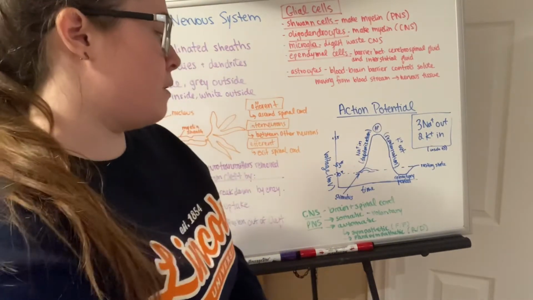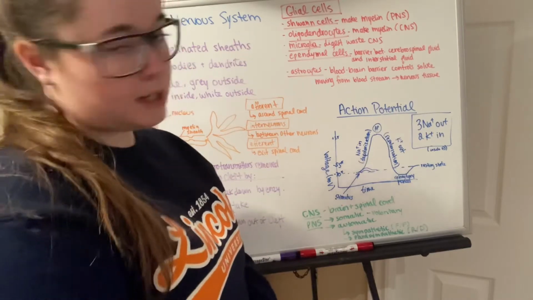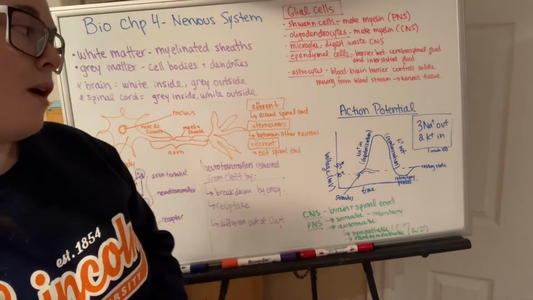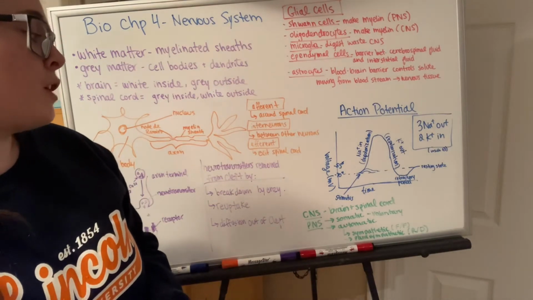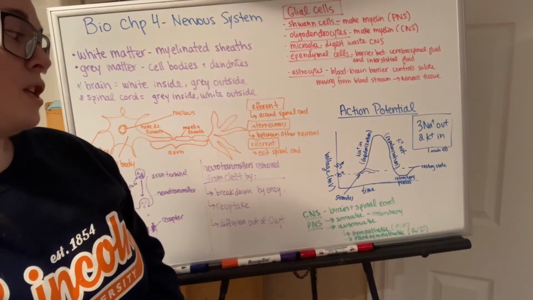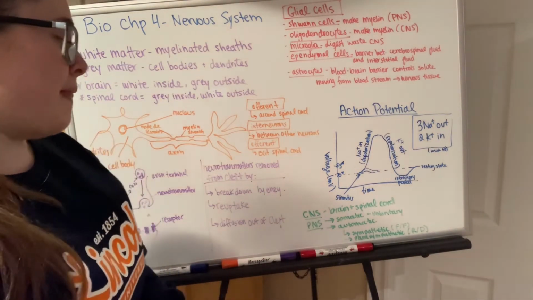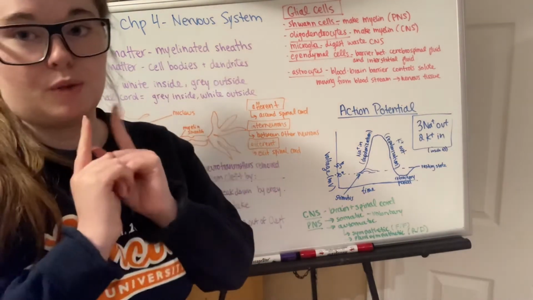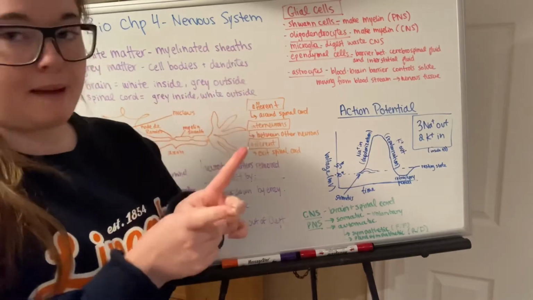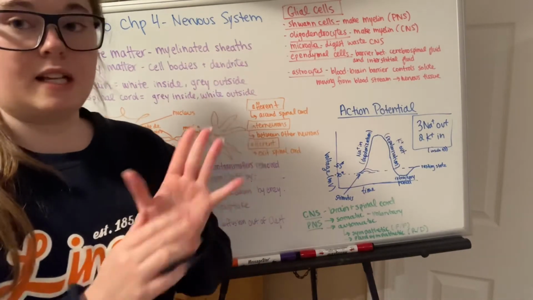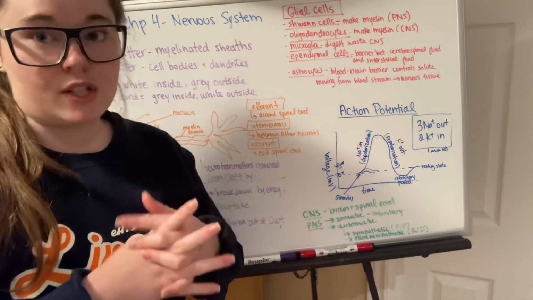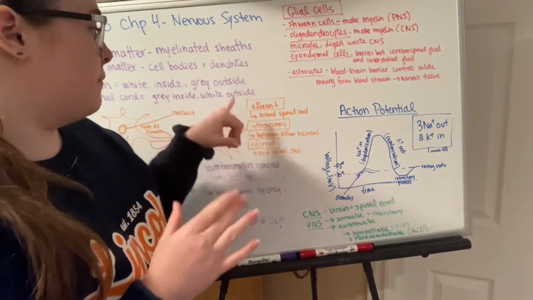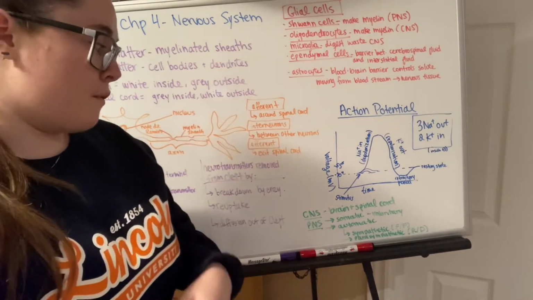So this is how our action potential works. This down here is just some overview of the nervous system. We have the central nervous system, which has the brain and the spinal cord, and then we have the peripheral nervous system, which can be broken up into 2 sections, the somatic or the autonomic. The somatic section is also the voluntary section, so that's where you have your efferent and afferent types of neurons, which we'll go over in a second.